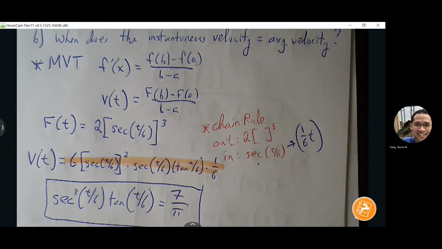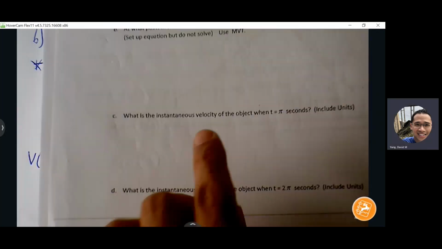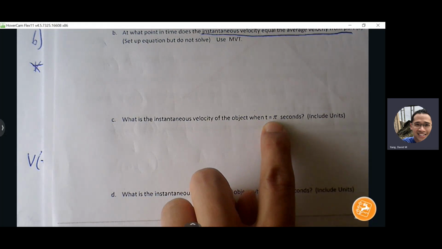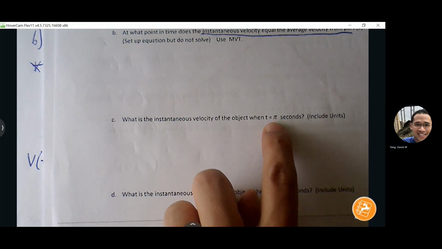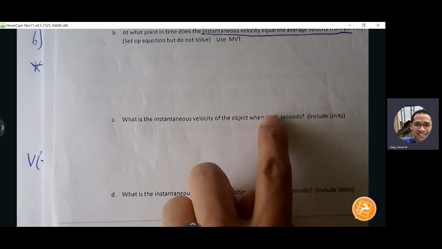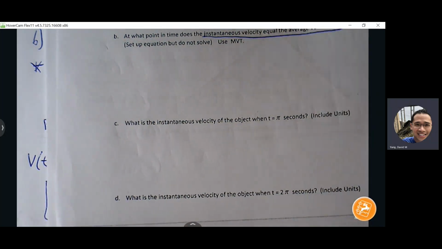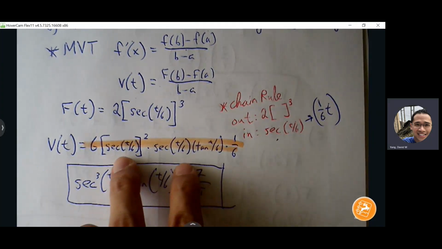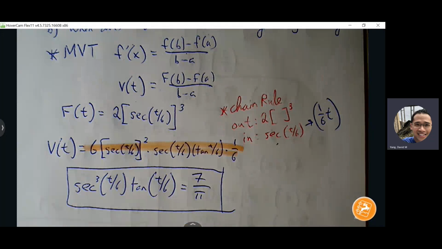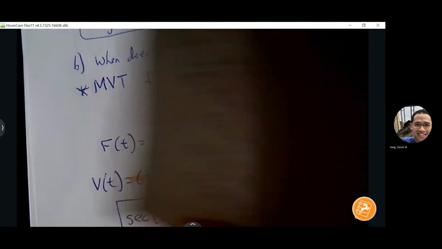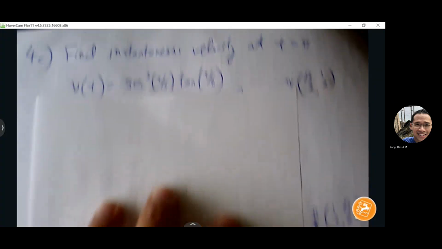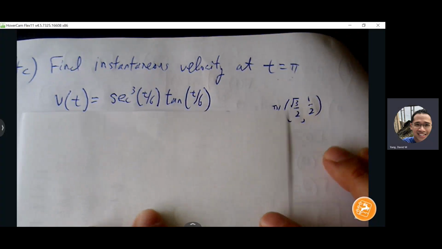Part C. Part C says, what is the instantaneous velocity of the object when t equals pi seconds? So what's the strategy here? Plug pi into the velocity. Yep, we just find v of pi. So here's my velocity function. I just have to insert pi into my velocity function. So there's my cleaned up velocity function.